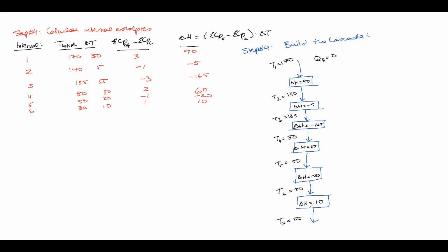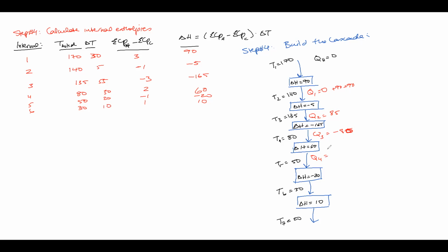Okay, so this is how you build the cascade diagram, or the initial cascade diagram. And the main activity you want to do here is calculate the Q's, right? So my initial QH is 0. After delta H1, my Q1 here will be equal to 0 plus 90, it's equal to 90. Q2 will be 90 minus 5, it's 85. Q3 will be 85 minus 165, it's minus 85? Or is it minus 85? Minus 80 actually.